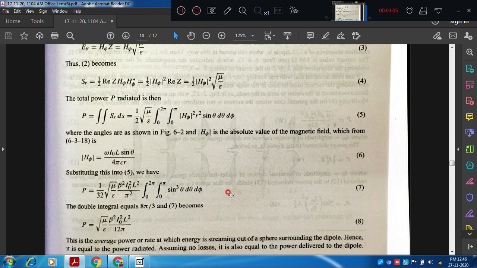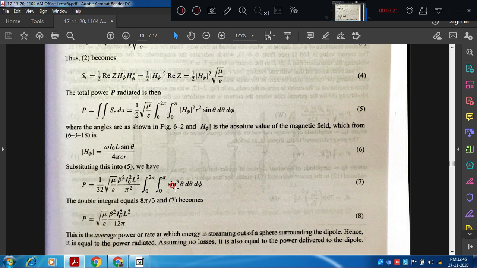So you can substitute this H phi in the above equation. P is given as 1 by 32 square root of mu by epsilon times beta squared I naught squared L squared whole divided by pi squared, times the integral 0 to 2 pi, 0 to pi of sin cubed theta sin theta d theta d phi. Alright, so you can solve this double integral by splitting it into two terms: 0 to 2 pi of d phi, that is 2 pi, and 0 to pi of sin cubed theta d theta.